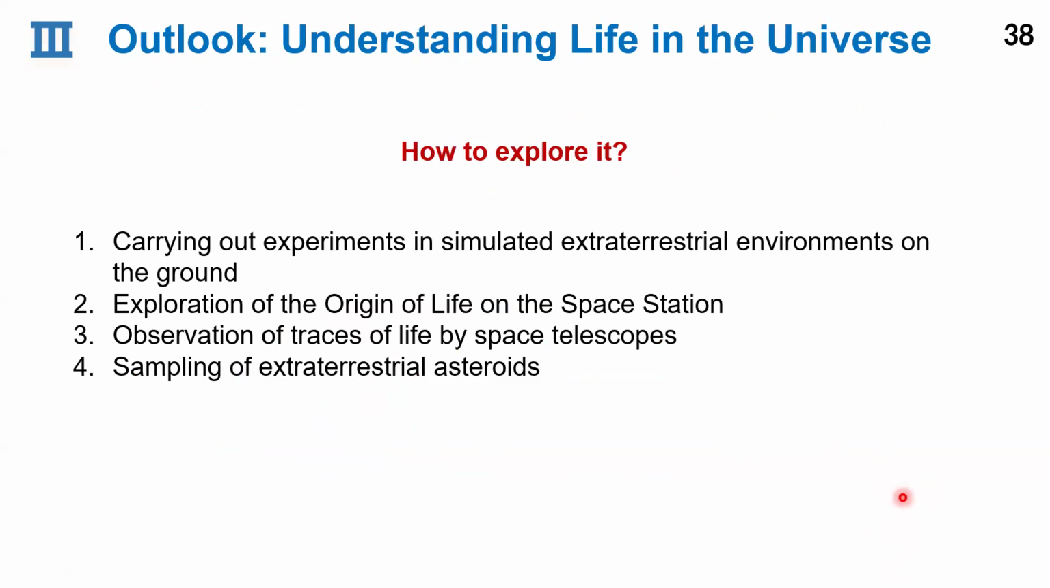Here I summarize four points. The first is carrying out experiments in simulated extraterrestrial environments on the ground. Second is exploration of the origin of life on the space station. Third is observation of chances of life by space telescopes. And finally, maybe some sampling of exterior asteroids.